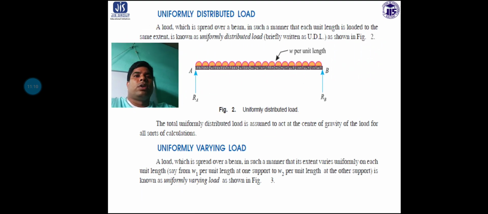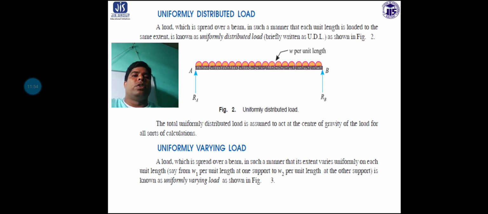Now this is the figure of a uniformly distributed load. A beam AB is fixed, and over the beam AB the UDL is applied, meaning a uniformly distributed load. From the starting point to the end point, the distribution will be the same. That means a load which is spread over a beam in such a manner that each unit length is loaded to the same extent is known as uniformly distributed load, briefly written as UDL.